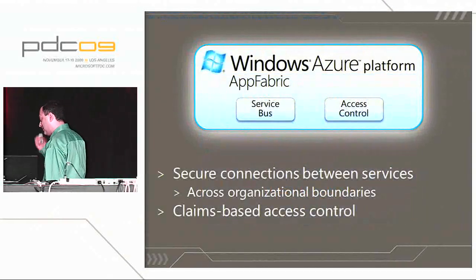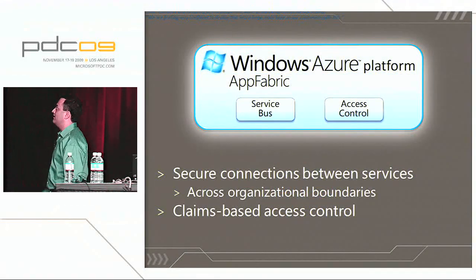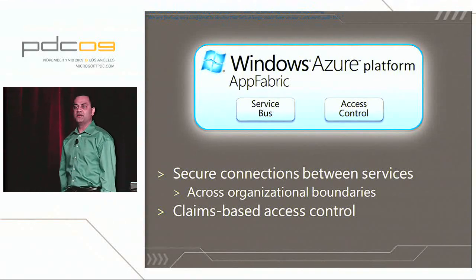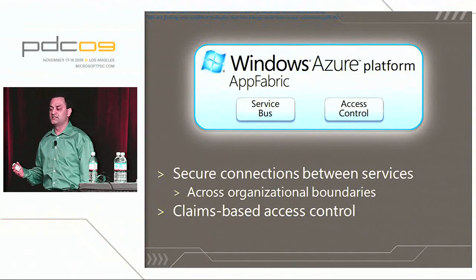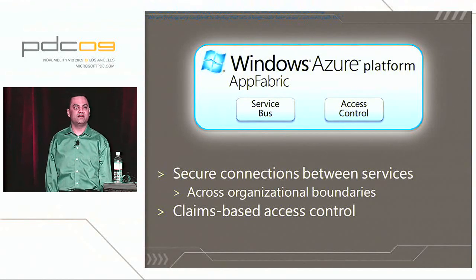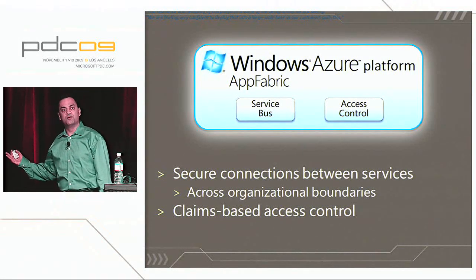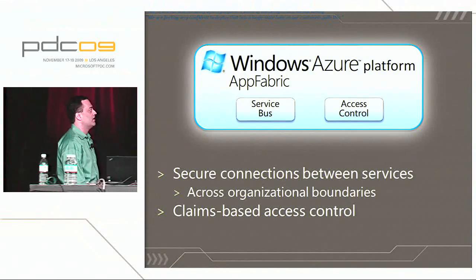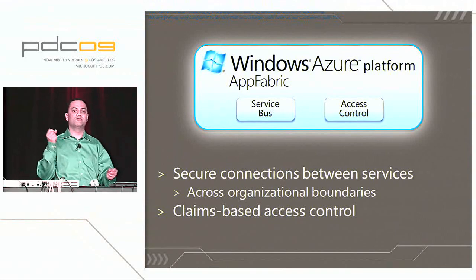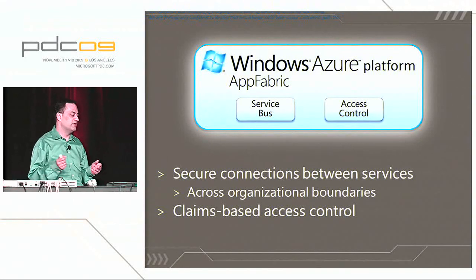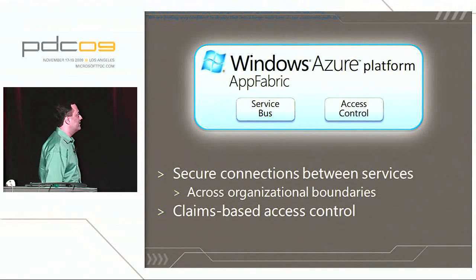The third part of the platform that I talked about is what we branded as the App Fabric. Some of you who've played with the platform in the last year might recognize this as .NET Services. There's really two components to it that we're going to talk about today. One is the service bus, which allows applications in the cloud to connect to each other securely and also connect to things that are running on premises.